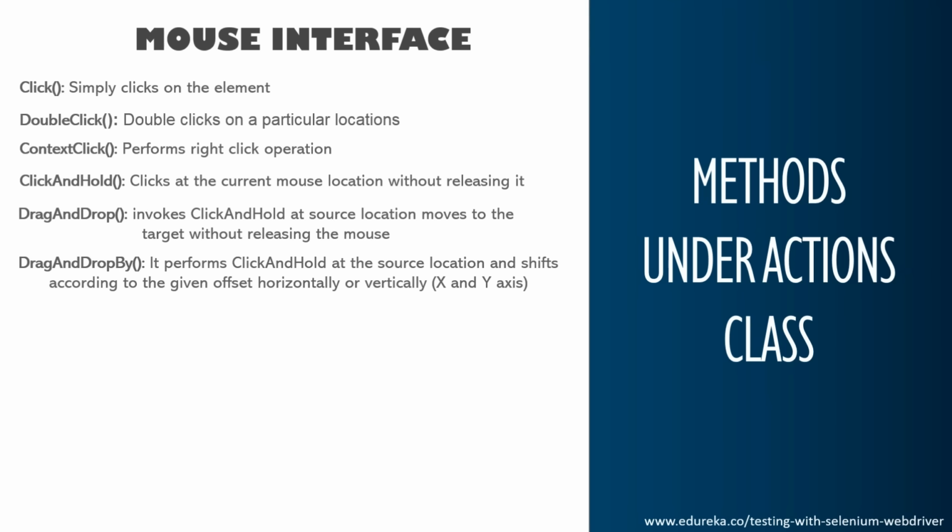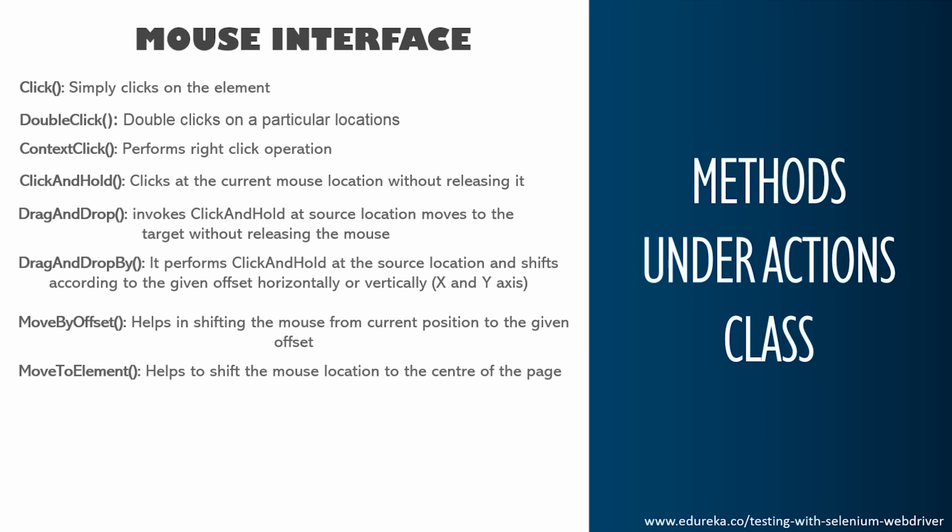Now let's move on and understand what is a move by offset method. This method shifts the mouse from its current position to the given offset. It can either be a horizontal offset or a vertical offset. Now let's take a look at the move to element method.